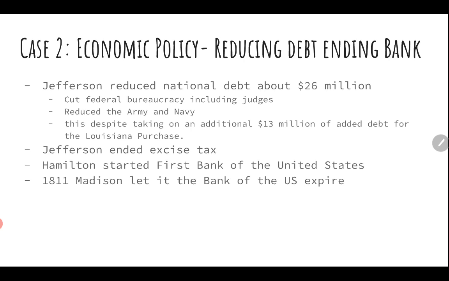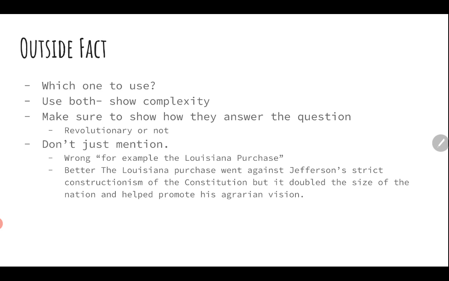Another example of outside information that's not going to be in the documents is that Jefferson does reduce the national debt. He does cut the federal bureaucracy. He reduces the Army and Navy. And Jefferson doesn't do it, but Madison is going to let the Bank of the United States expire. So Jefferson does reduce the size of the government, does reduce debt and all of this. And so, these are two outside facts. Which one can you use? Well, it depends on what you're trying to prove, but you could use both to show complexity.